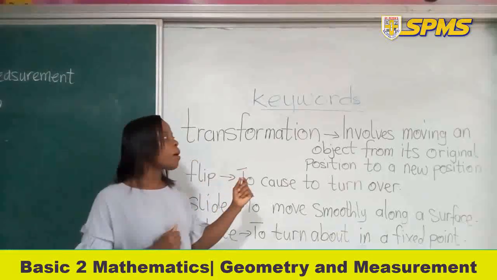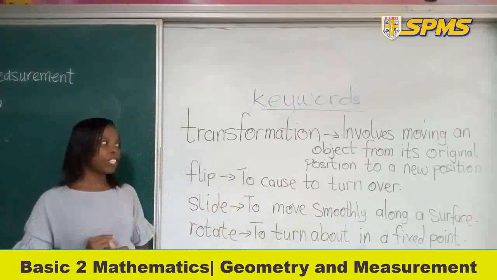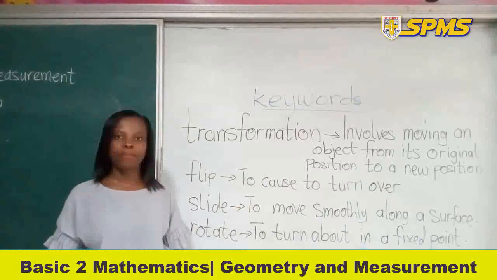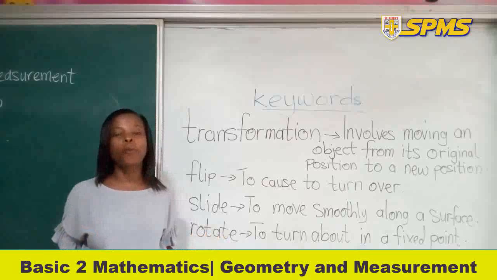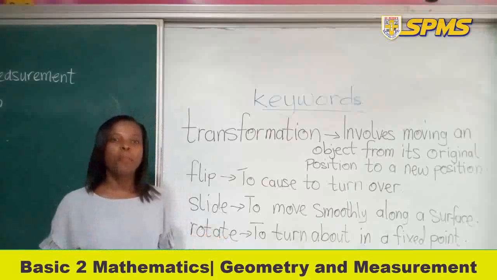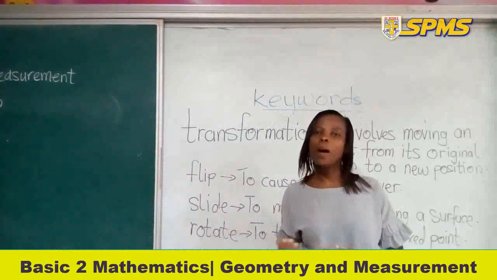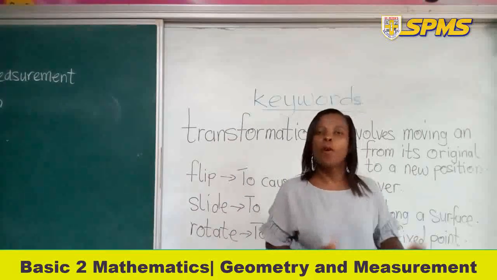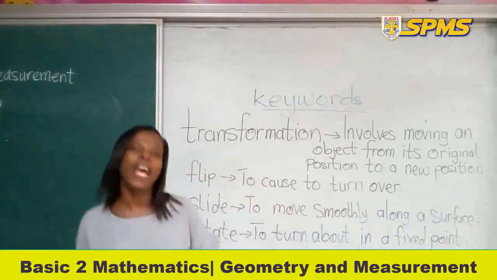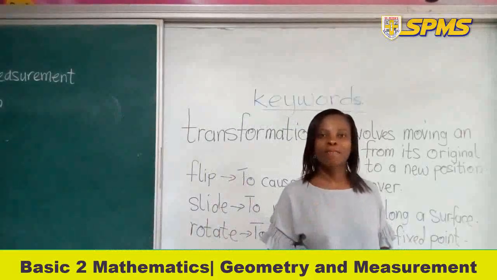It involves moving an object from its original position to a new position. For example, where I'm standing is my original position. When I move to the left-hand side, I've moved from my original position to a new position. So the process of moving from the original position to a new position is known as transformation.